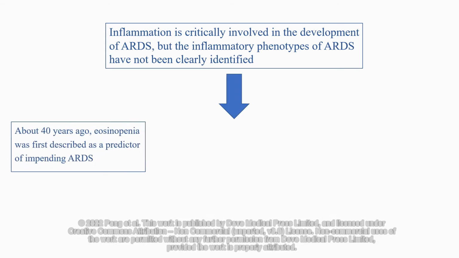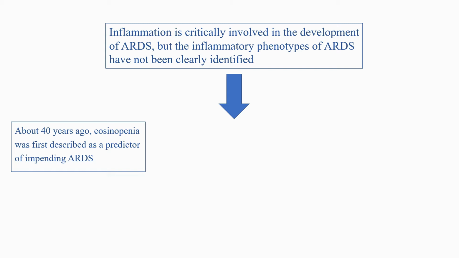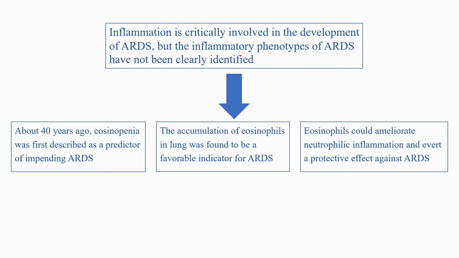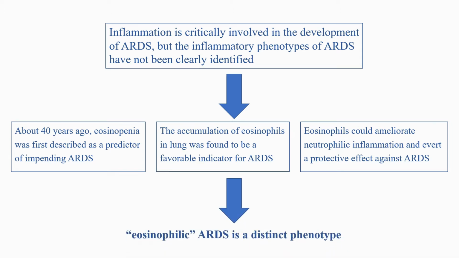About 14 years ago, eosinophilia was first described as a predictor of pending ARDS. The accumulation of eosinophils in lung was found to be a favorable indicator for ARDS. Eosinophils could ameliorate neutrophilic inflammation and exert a protective effect against ARDS. Therefore, we speculate that eosinophilic ARDS is a distinct phenotype.